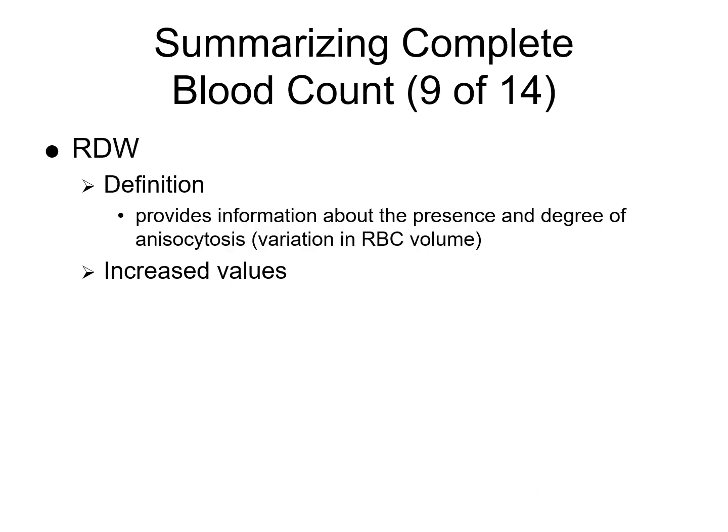The RDW, or the red cell distribution width, measures the variation in red blood cell size or volume. It provides information about anisocytosis, which is the degree of variation in red blood cell sizes within a sample. If we have an elevated RDW, it can indicate greater variation in red blood cell size. Some common causes for this are iron deficiency anemia, vitamin B12 or folate deficiency, recent hemorrhage or hemolysis, and thalassemias.